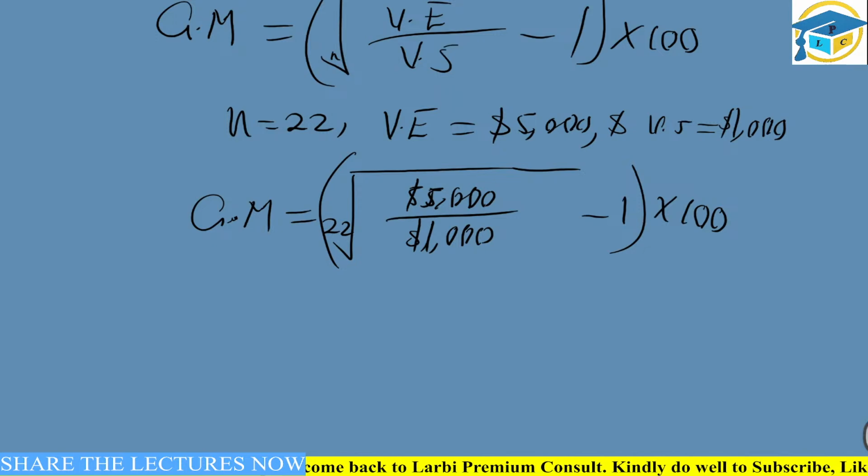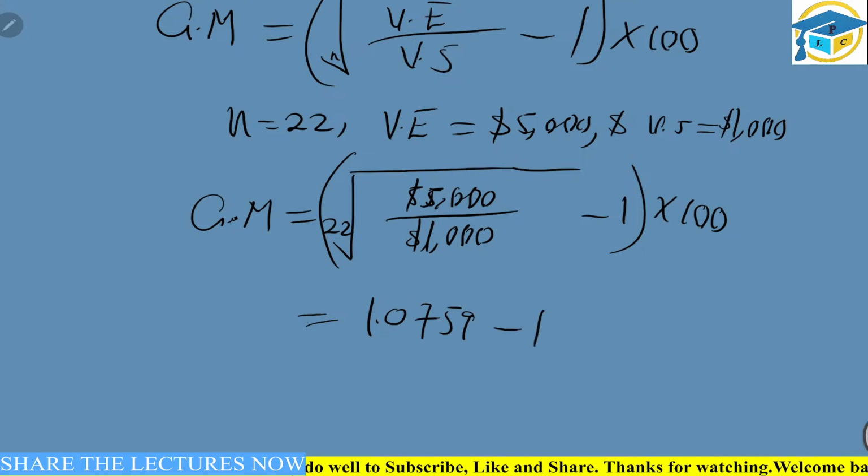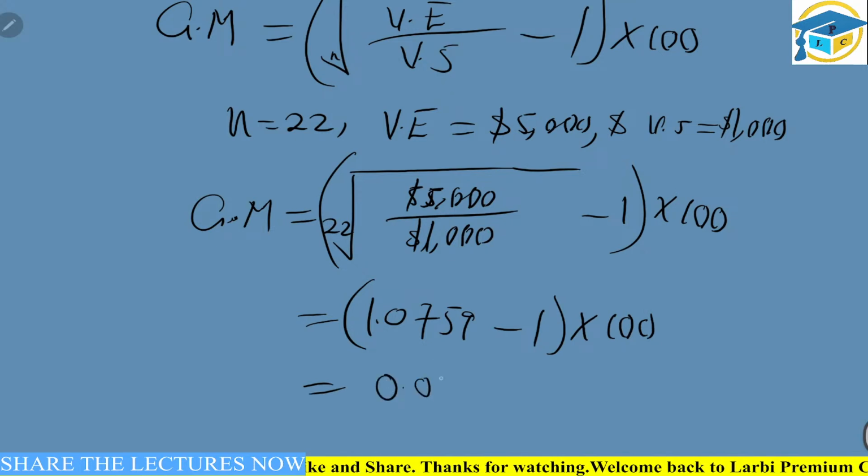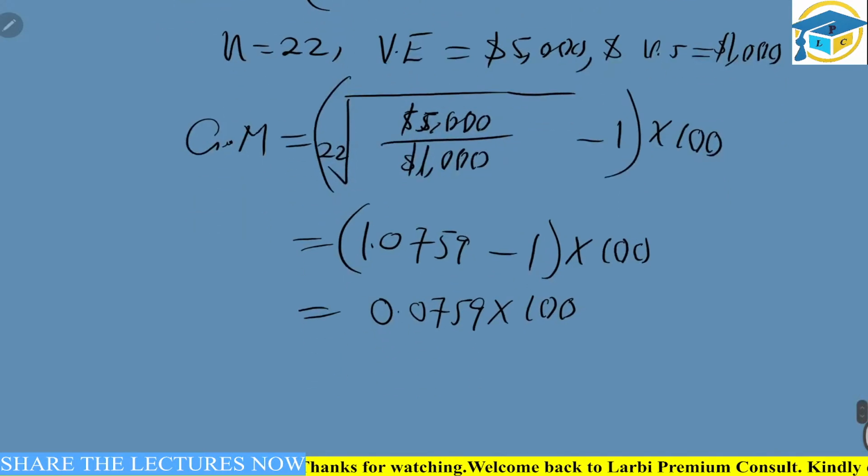So with that, when I compute this alone, the 22nd root, I have 1.0759. So minus 1, multiplied by 100. So what do we get when you subtract 1 from it? You should be able to get 0.0759, and then multiply by 100. And at the end of the day, you should be able to get 7.59%.